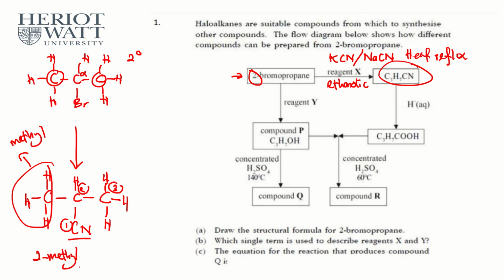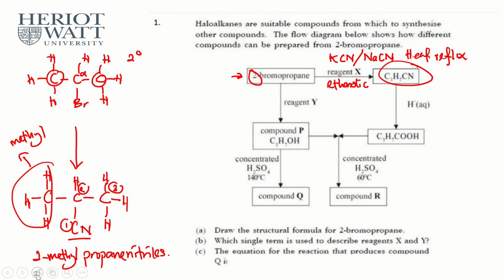2-methyl because it's attached to carbon number 2. And then I have 3 carbons in the longest chain, so it's propane, right? And because I have a CN group, it is propanenitrile. So that's the full name for this product. Okay, so that will be for reagent X to get C3H7CN, right?